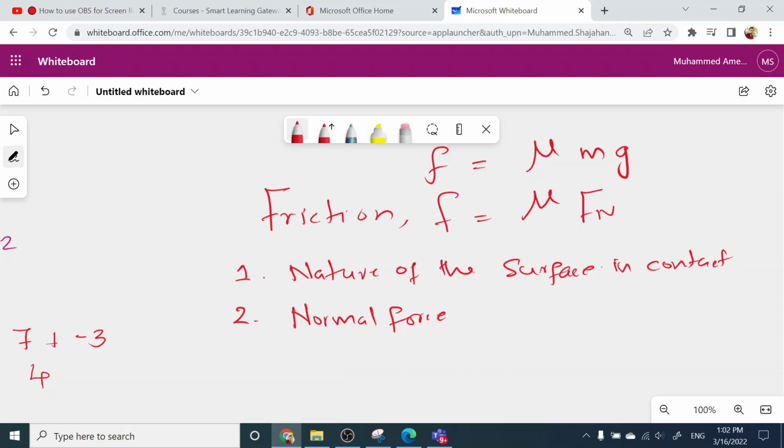So we can say frictional force depends on the nature of the surface and normal force, or we can say frictional force depends on the nature of the surface and mass of the object. Because if the mass of the object is greater, then normal force is greater. So these are the two factors, okay, on which frictional force depends. One is the nature of surface in contact and normal force. As normal force depends on mass, so we can say that mass also is a factor on which friction depends.